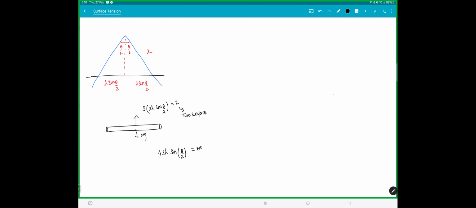I have seen most of your seniors messing up like this. That factor of 4 will always mess up the answers. Answers will be like 10, 20, 1, 2. So the factor of 2 always messes up, so be careful with that. The 4SL sine theta by 2 is mg.